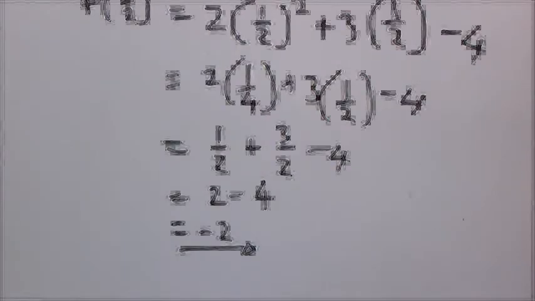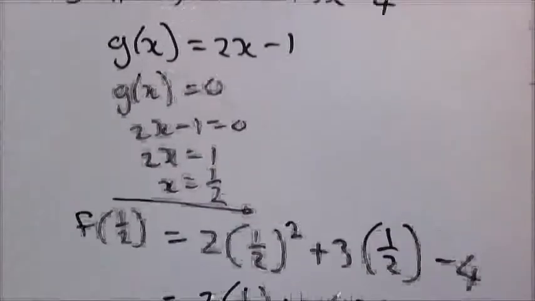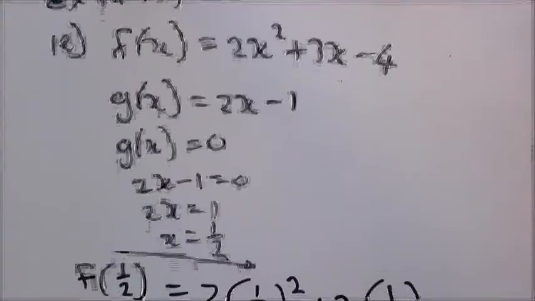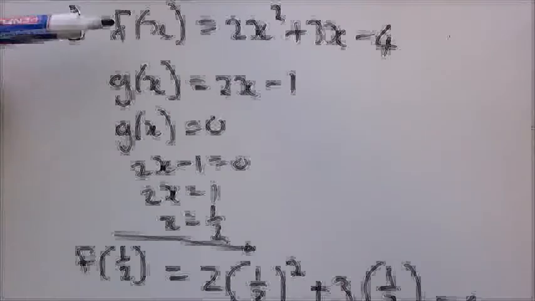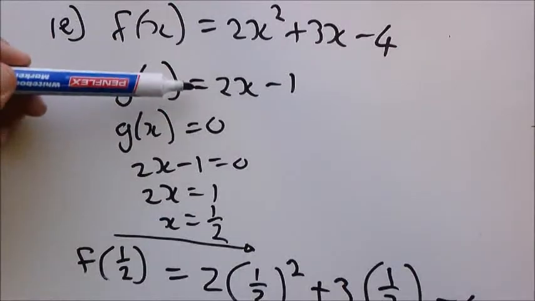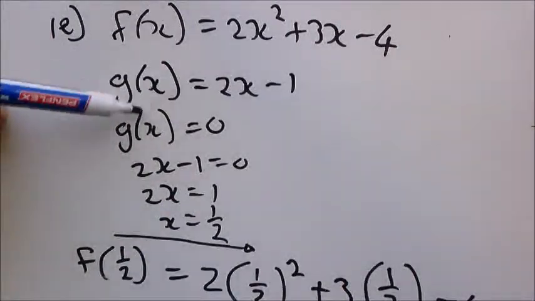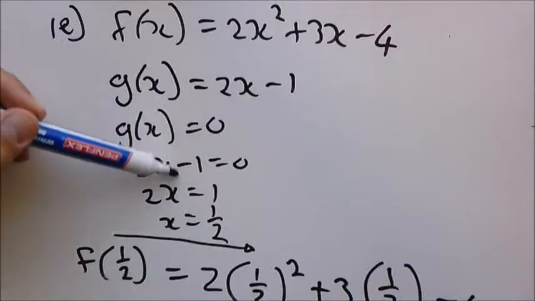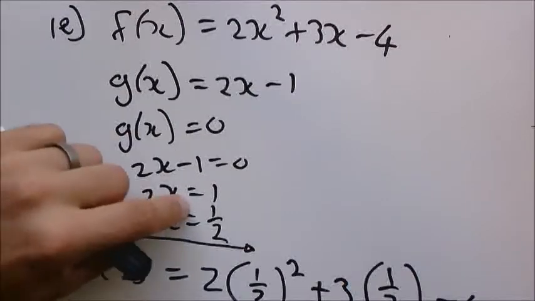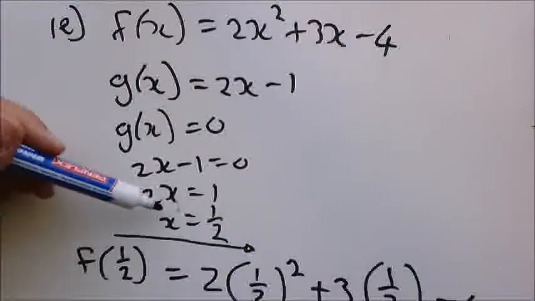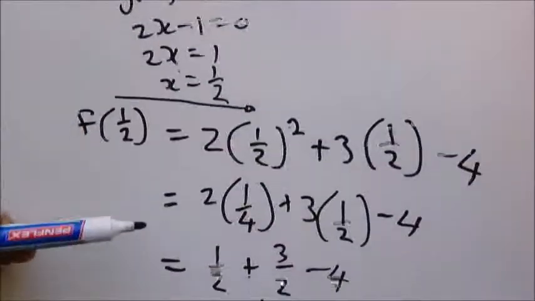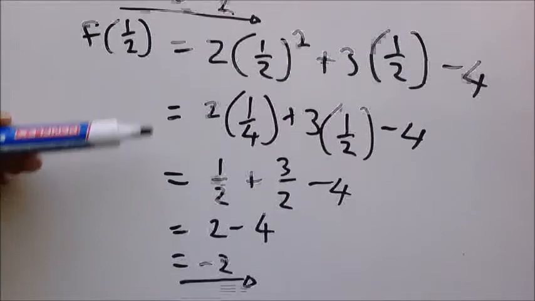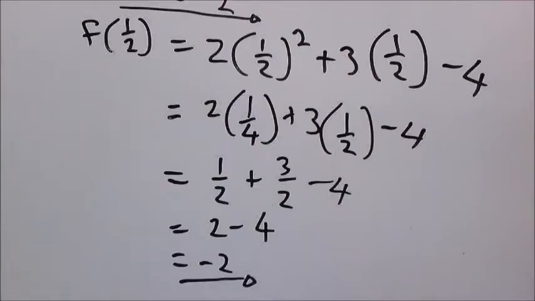That's the application. So let me just revise that again. This is the one type of question that I ask. Calculate the remainder if f(x) is divided by g(x). So you make the divisor equal to 0, you calculate x, and then you substitute that x into f(x), which is the dividend, and when you calculate it, it will give you the remainder.